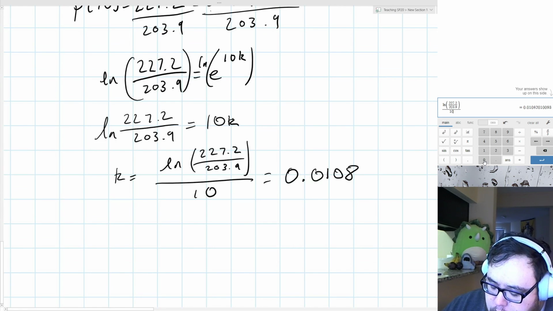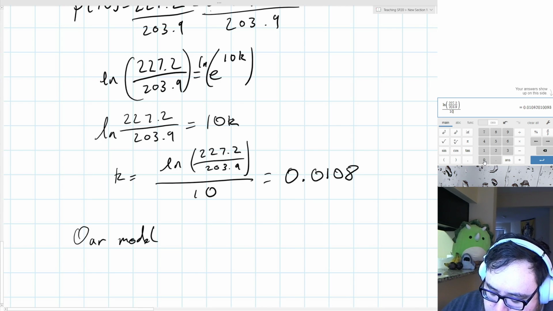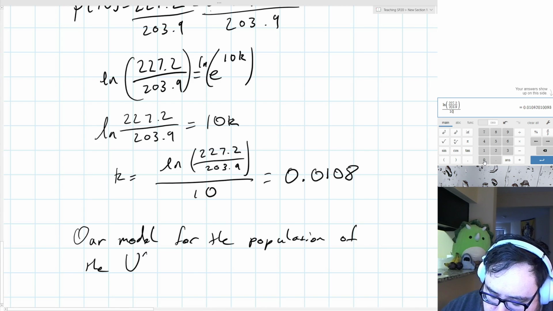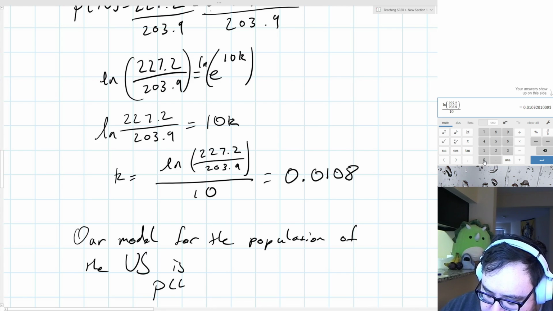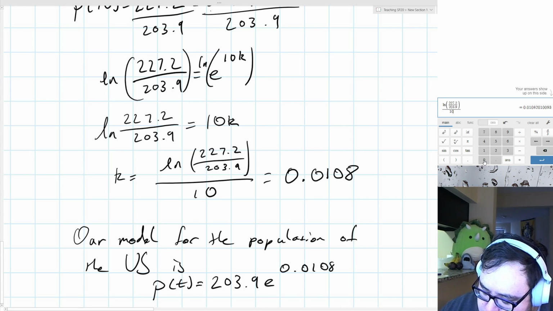So now we have our model. We know what k is, we know what c is. So our model for the population of the USA is P of t is equal to 203.9 times e to the 0.0108t.